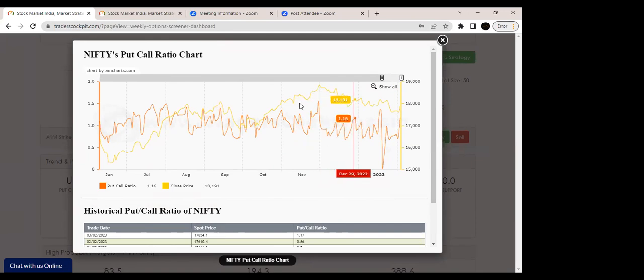Our technical experts will teach you which PCR level is good, where I should take an entry, and what my stop loss is. The complete detailed training will be given for you guys.